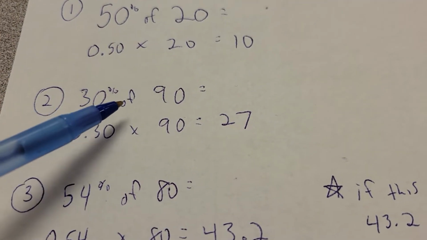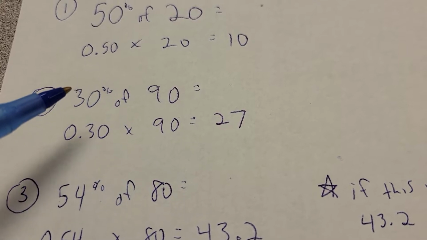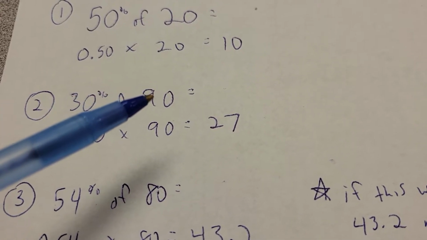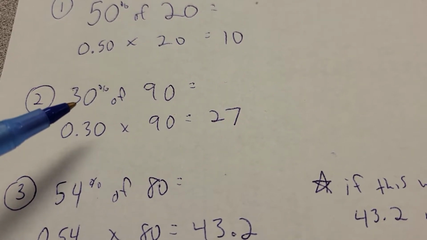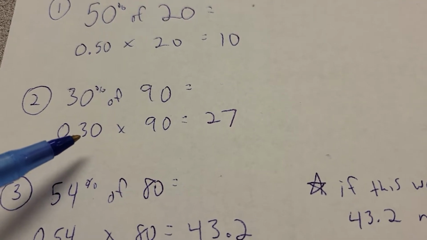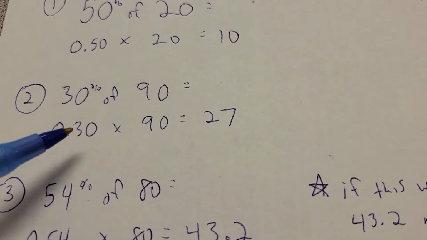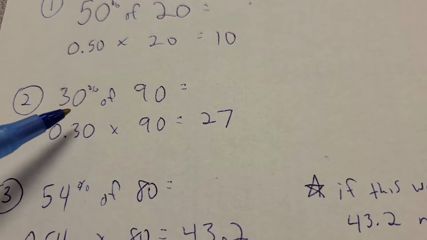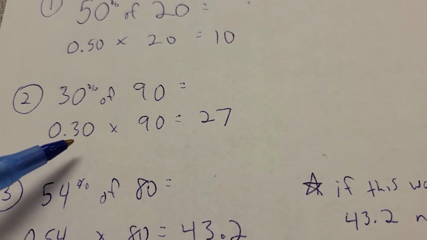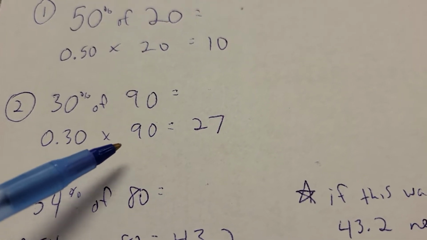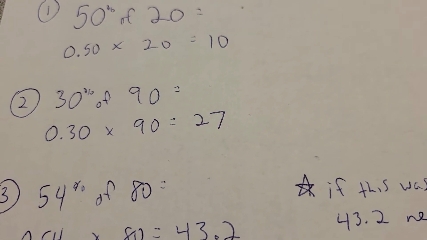If I want 30% of 90, all right, so it's going to be less than half, of course, because half of 90 would be 45, so we're going to get something smaller than that. So I make 30% to 0.30. Remember, we practiced this last week, converting from percents to decimals. Pretend there's a decimal at the end, slide it 2 spots to the left. All right, so I got 0.30 times 90, and I get 27.